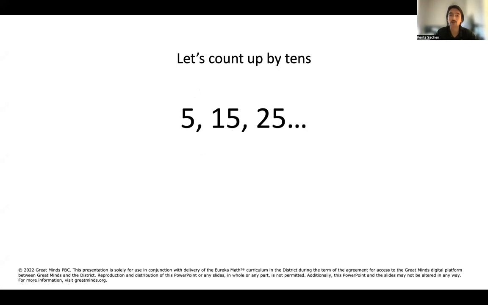Let's keep going, everyone. 55, 65, 75. Keep going. 85, 95, and then 105, right? And then we all keep repeating 115, 125, and we can keep going that way. Good work. Okay, let's do the next one together.